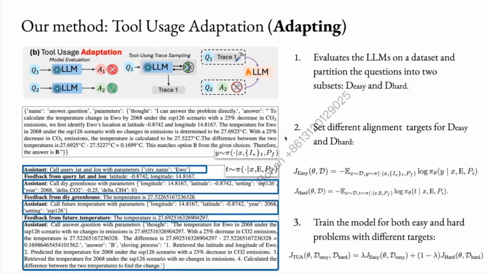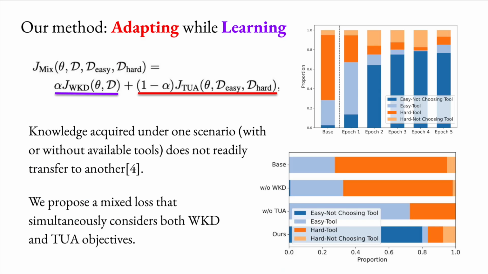For D-easy, we use J-easy to train the model to maintain its direct answering capability for easy questions. For D-hard, we use J-hard to train the model to follow tool using traces for more challenging problems. We combine these objectives into a unified training objective to ensure the model learns both when to use tools and when to answer directly. Then we want to build an adapting while learning paradigm.